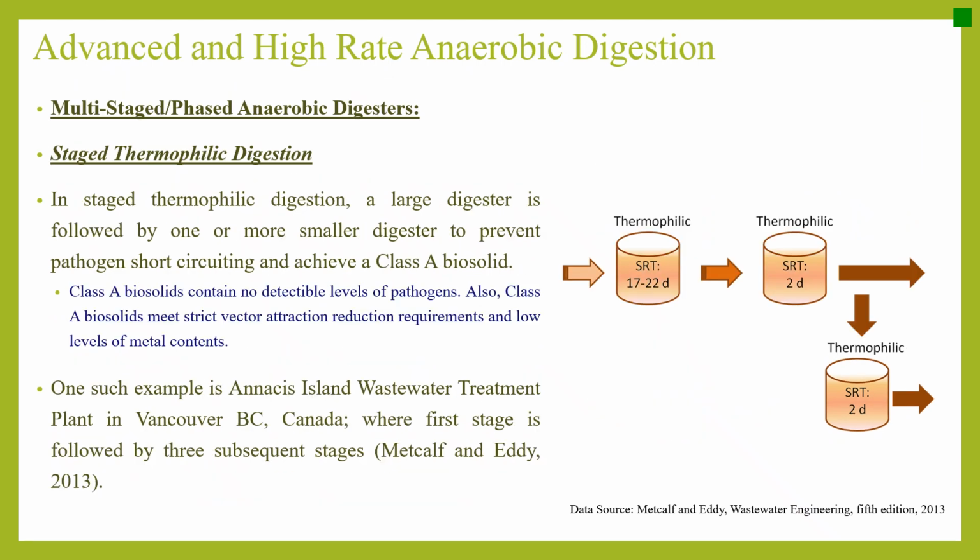Then we have staged thermophilic digestion. In staged thermophilic digestion, a large digester is followed by one or more smaller digesters to prevent pathogen short-circuiting and achieve a Class A biosolid. So Class A biosolid is a very high priority biosolid. The Class A biosolid definition is a biosolid that contains no detectable levels of pathogens, and also Class A biosolids meet strict vector attraction reduction requirements and low levels of metal contents.